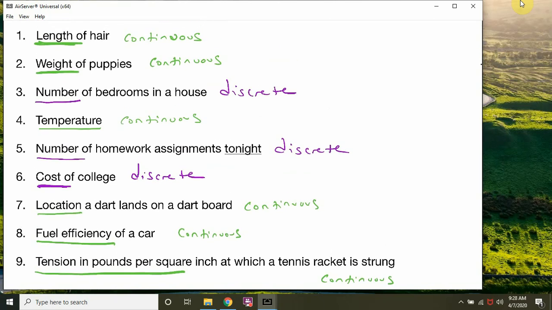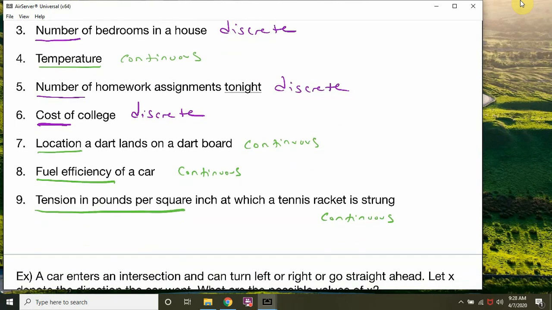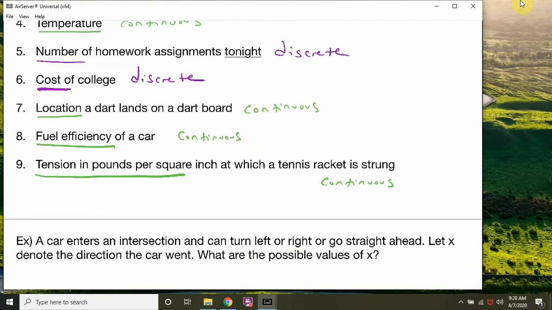Okay, so we see just some examples here. If it's something we measure, it's going to be continuous. If it's something we count, it's going to be discrete.